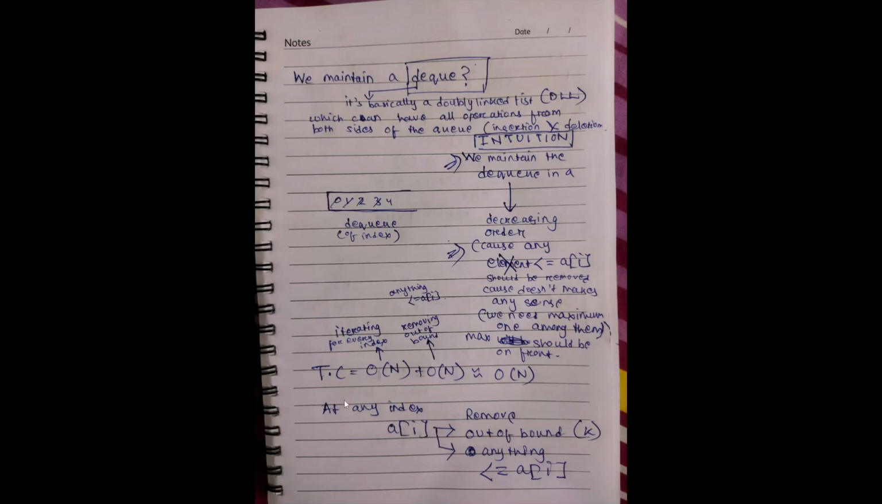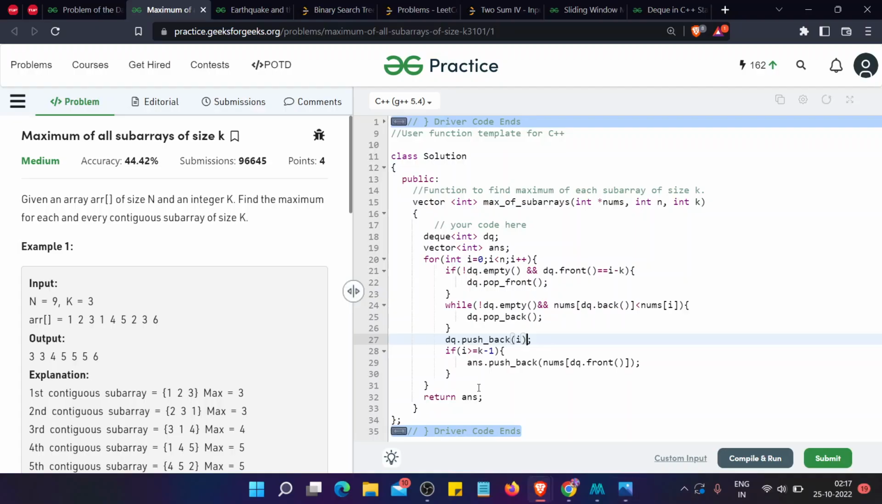So the intuition is, at any index ARR of I, we have to check whether there is any element in the DQ which is out of bound, or anything less than or equal to the current element that we are at, and we should remove them, because anything less than or equal to ARR of I doesn't make any sense to be in the DQ. We need the maximum element, so anything less than that we should remove. So the front will always be the maximum. Anything out of bound and anything less than ARR of I, we will remove. That's the intuition. So let's see how we can do this.